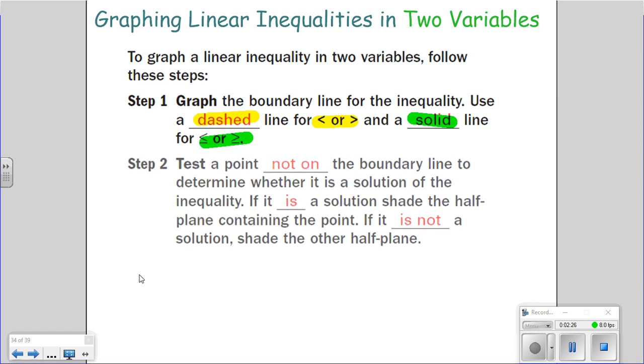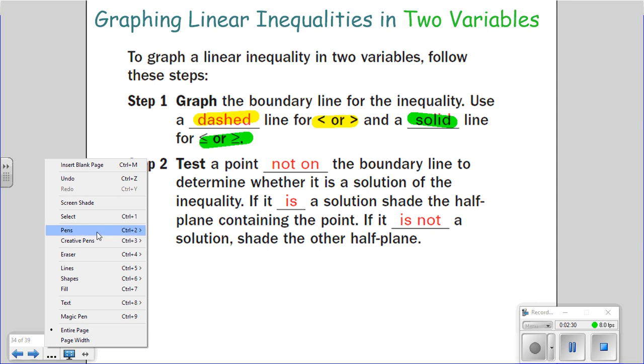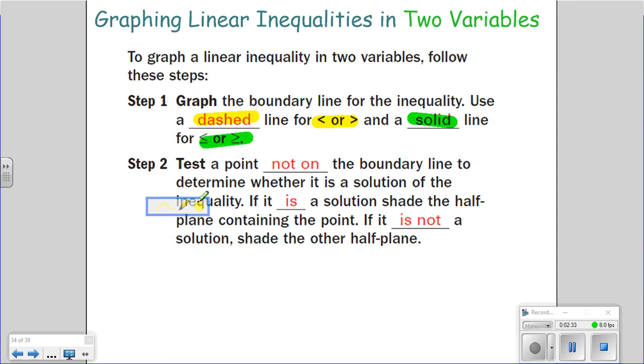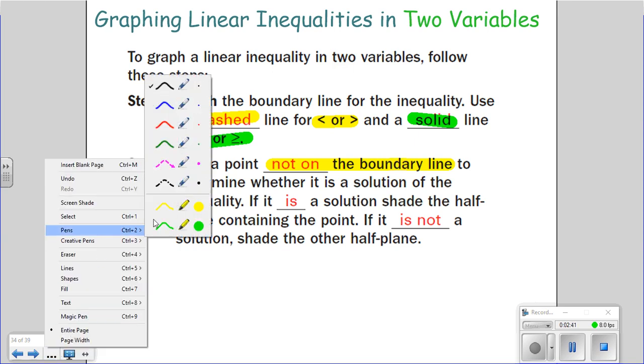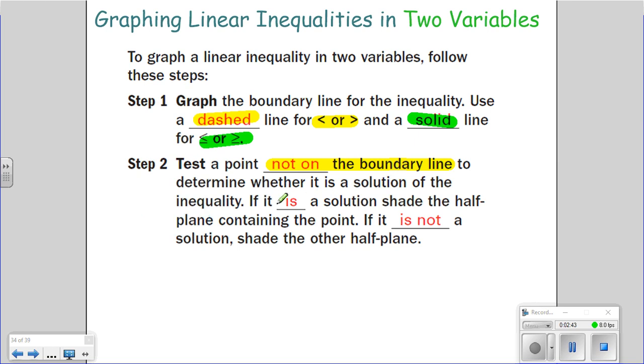Step two, you're going to pick a test point, not on the boundary line. Determine if it's a solution. If it is a solution, you shade the half plane that contains the point. Otherwise, you shade the other side.